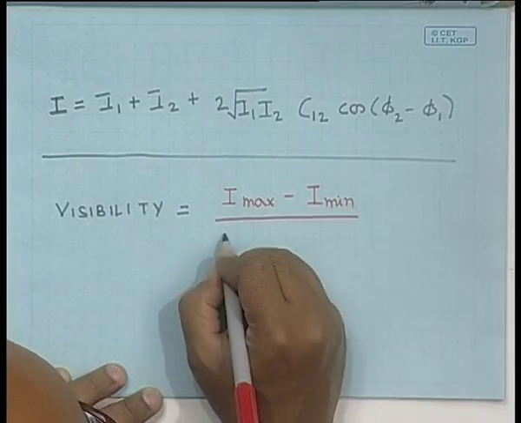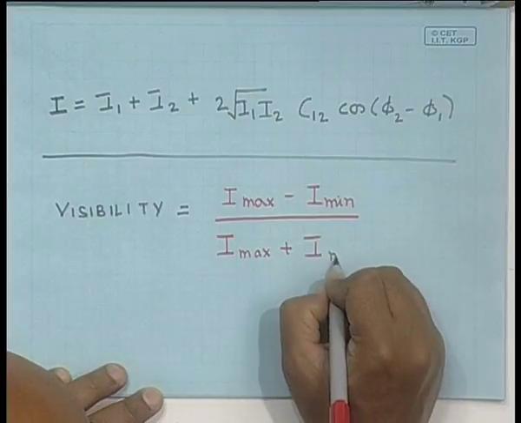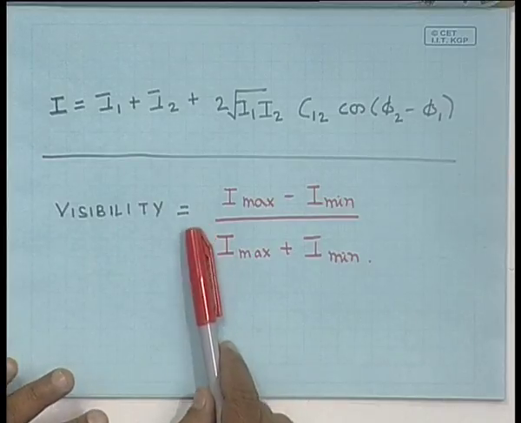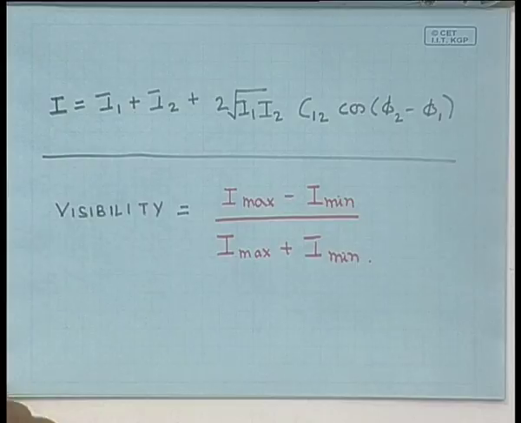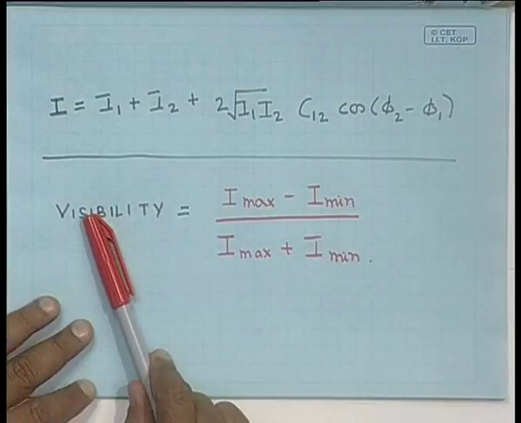divided by I max plus I min. So, what does the visibility tell us? The visibility tells us how much contrast we have in our fringes, how bright is the fringe pattern. If the whole field of view is more or less uniformly distributed, the difference between the maximum and the minimum intensity is going to be very small. So, the visibility is going to be small.